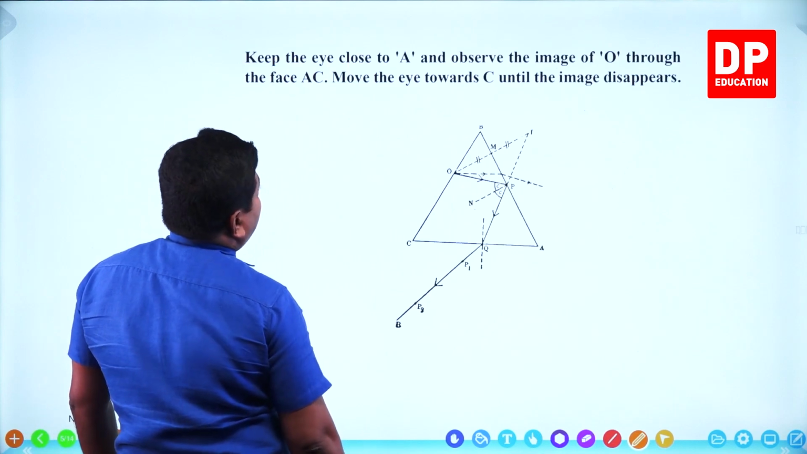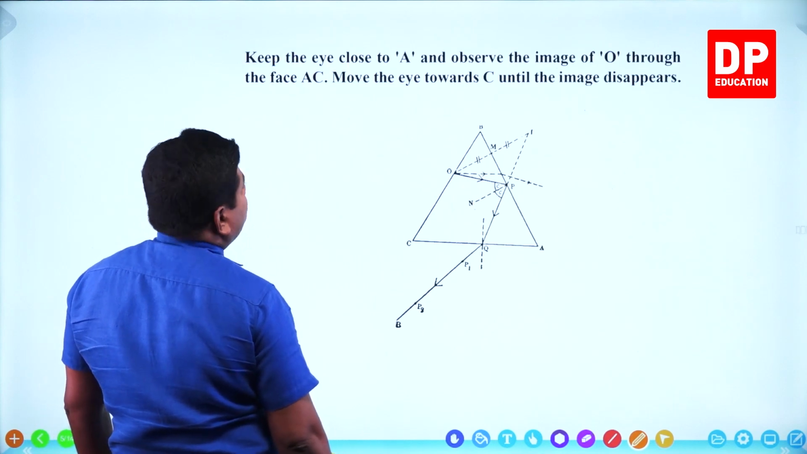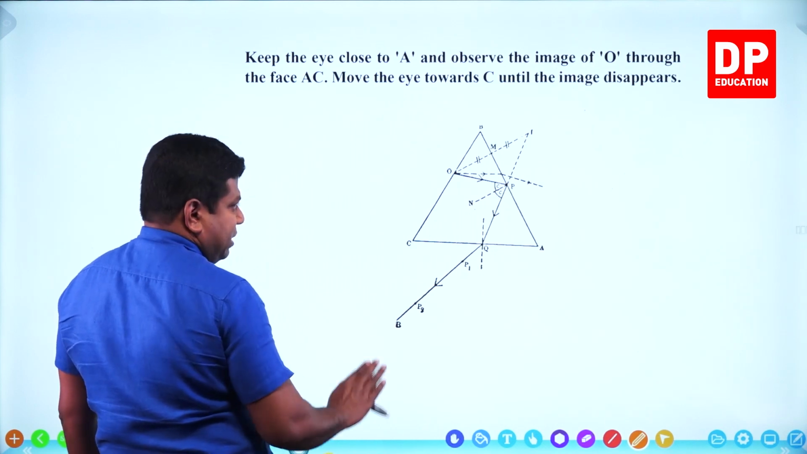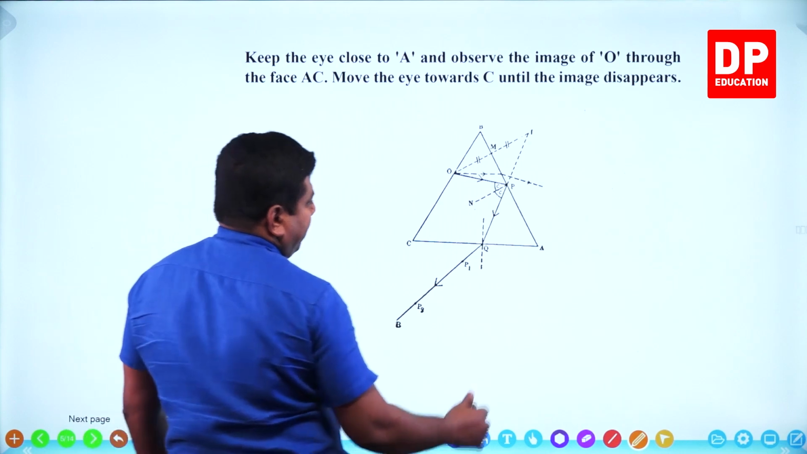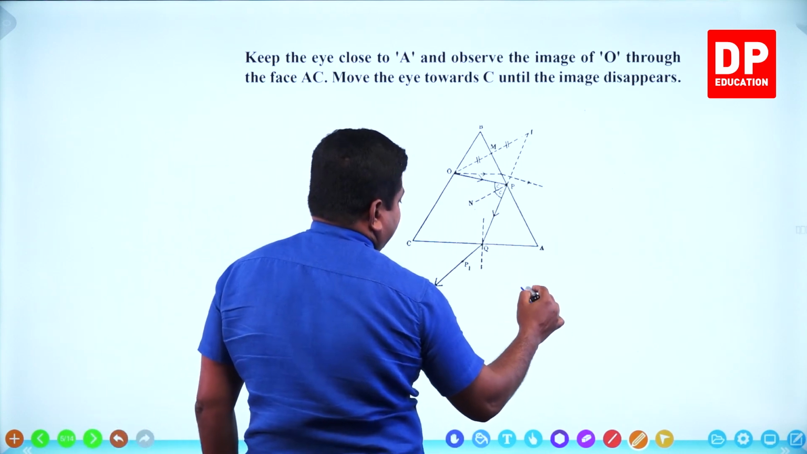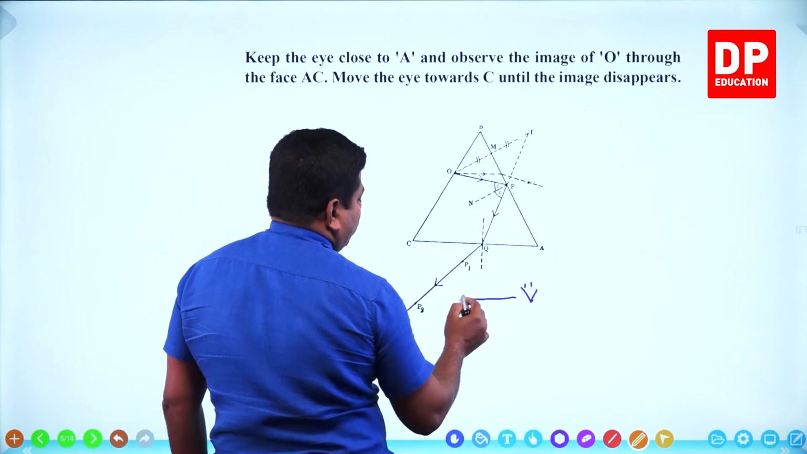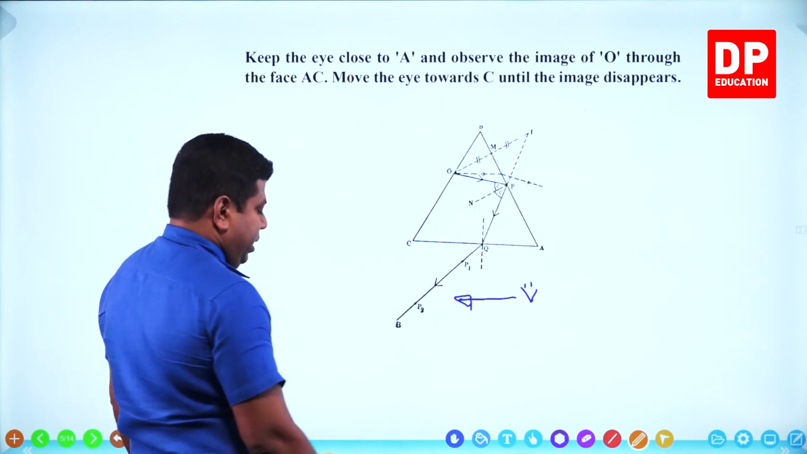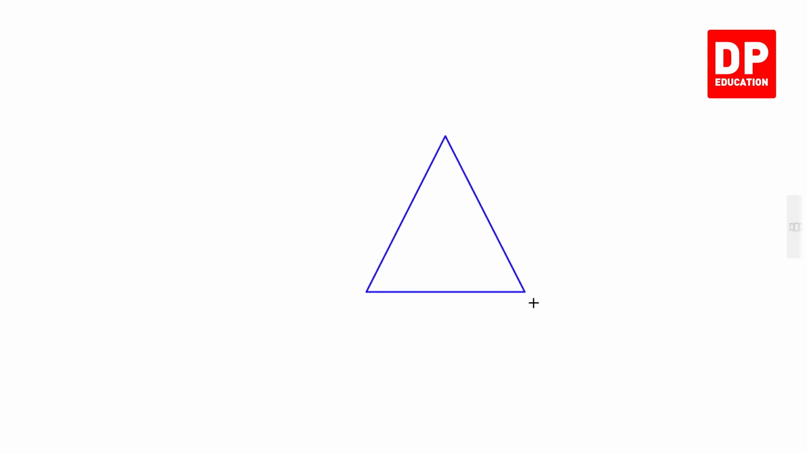Then keep the eye close to A and observe the image of O through the face AC. Move the eye towards C until the image disappears. Basically, you have to start looking from here and then move towards here. Let me explain to you what really happens here. Listen to me. Let me take a prism, say an equilateral prism.